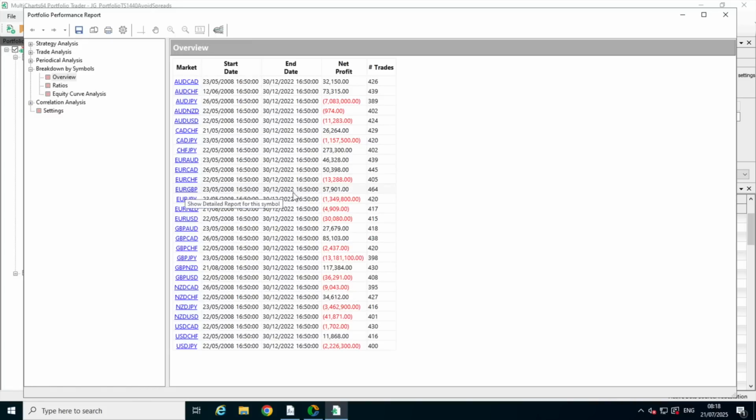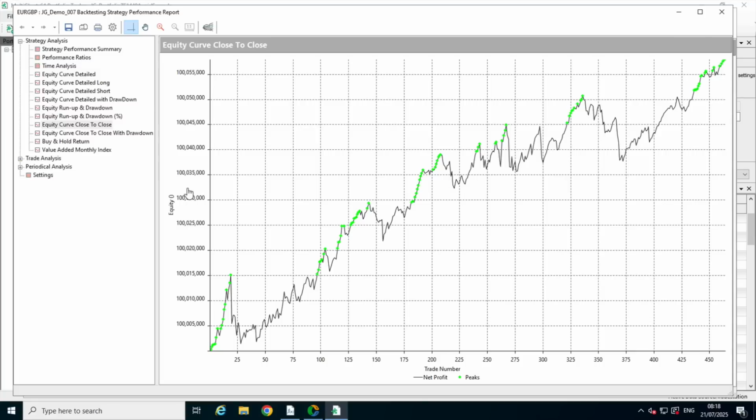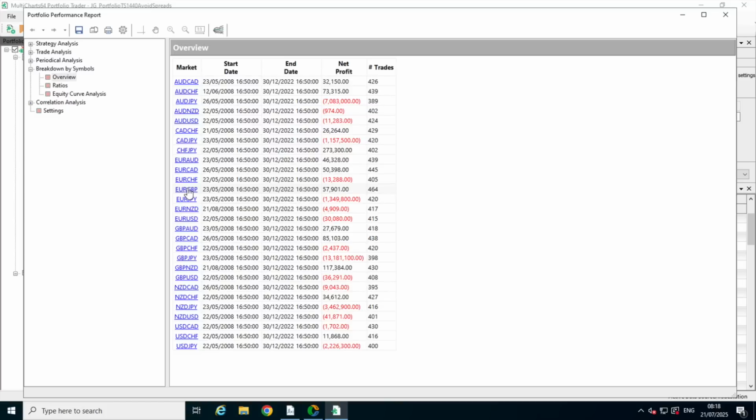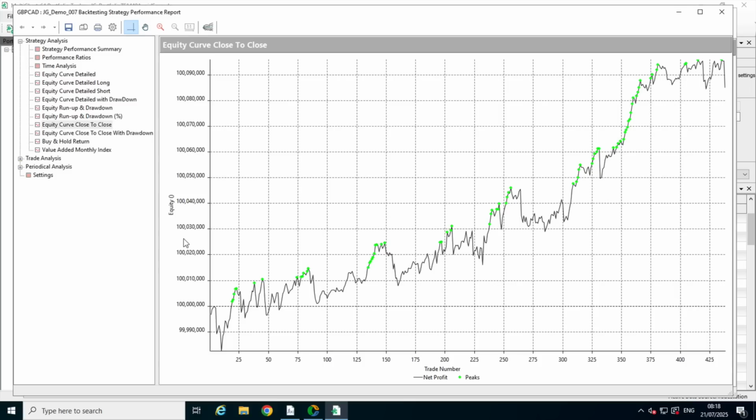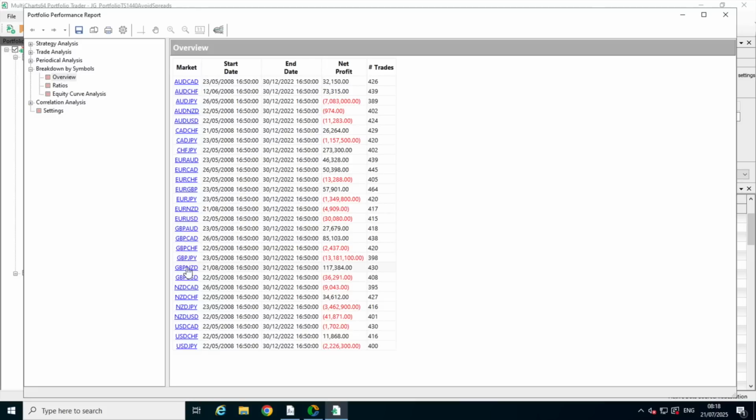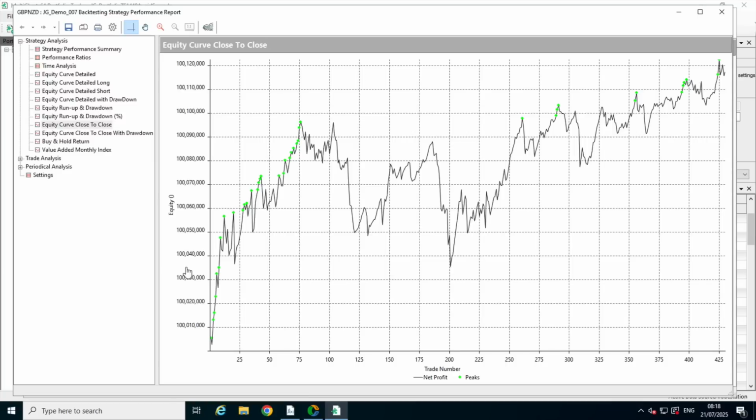Euro pound made good net profit last time and now, and the equity curve is as good as last time as well. Pound Canadian making some decent net profit again. And again, we've got a nicely consistent uptrending equity curve. Pound New Zealand is definitely going up, better than it was last time.